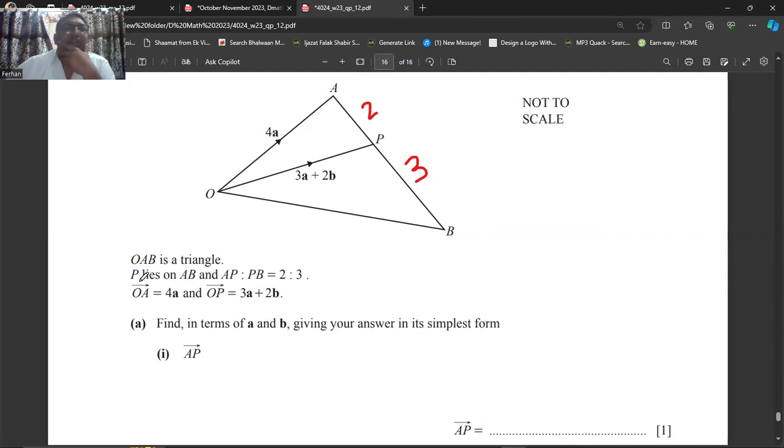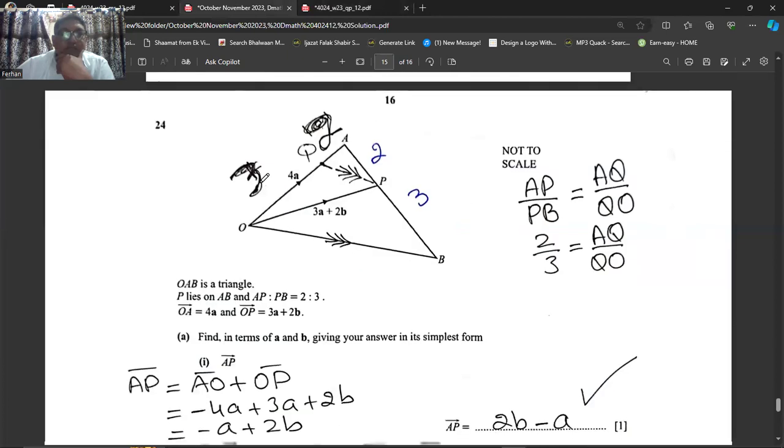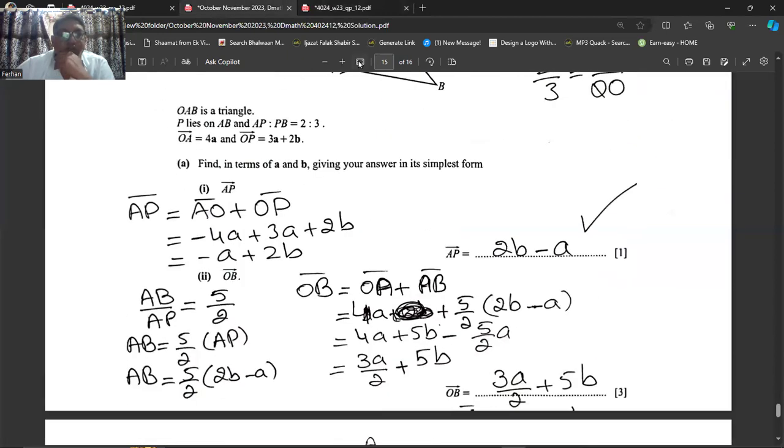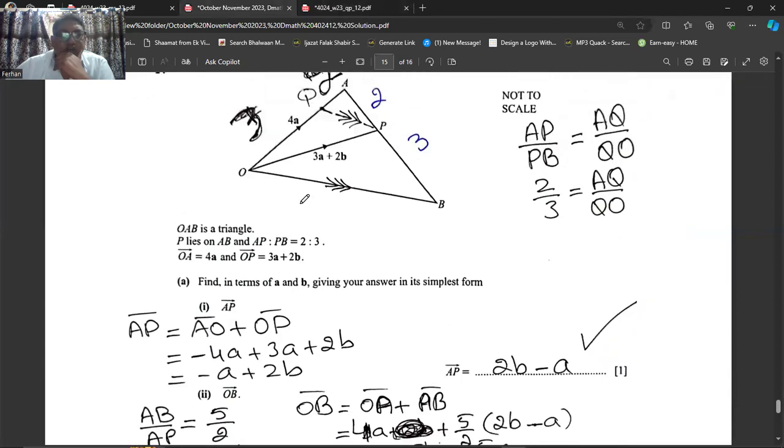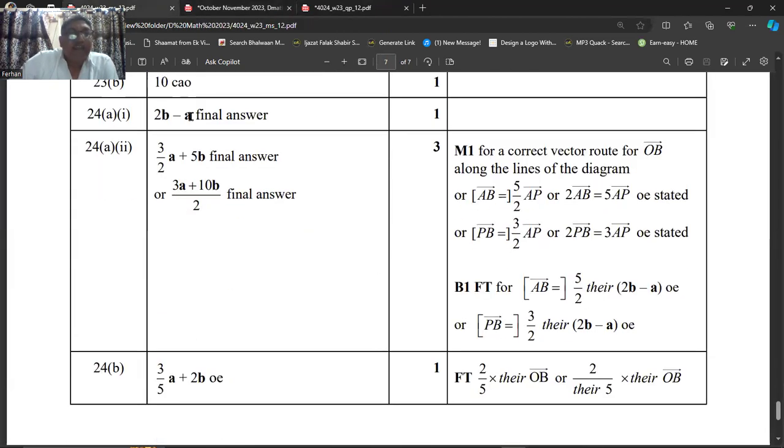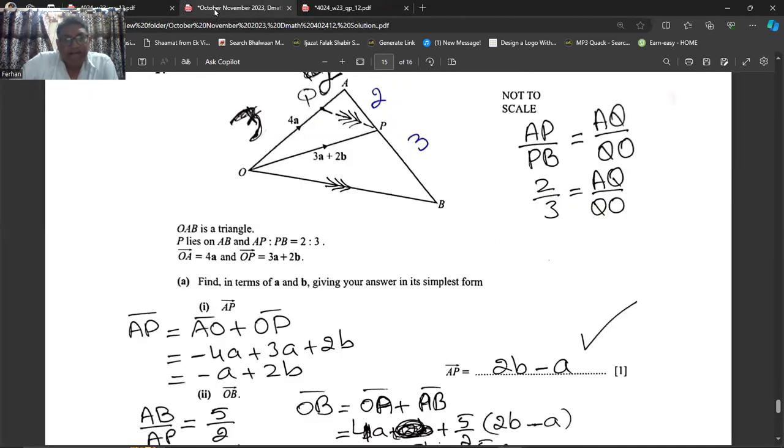Remember this thing. The first question is very simple. They want me to find out the AP. So if you want to find the AP, from A you go to O, from O go to P. Very simple. When you go from A to O, that will be minus 4a. When you go from O to P, that will be 3a plus 2b. So minus 4a plus 3a plus 2b will be minus a plus 2b. So your answer is 2b minus a. 2b minus a is the right answer, sir. Hopefully you understand.